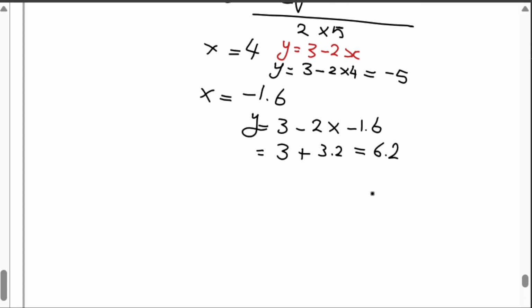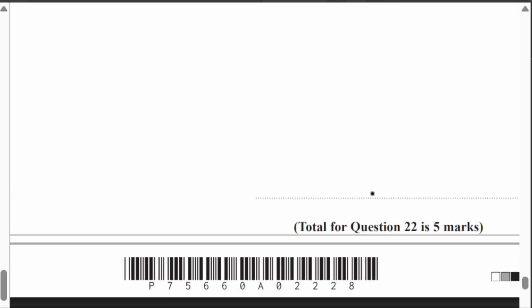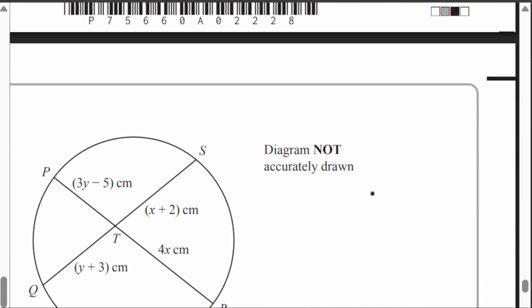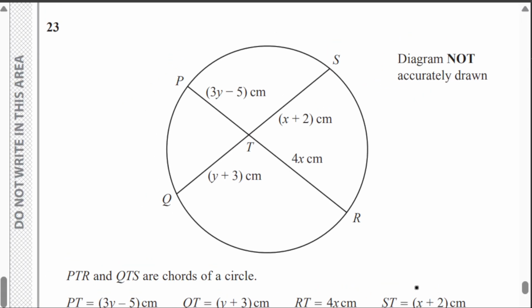How was it? Was it fun? That's a very nice question. It's 5 marks. I liked it. Now let's look at question 23. What's this? That's a circle.